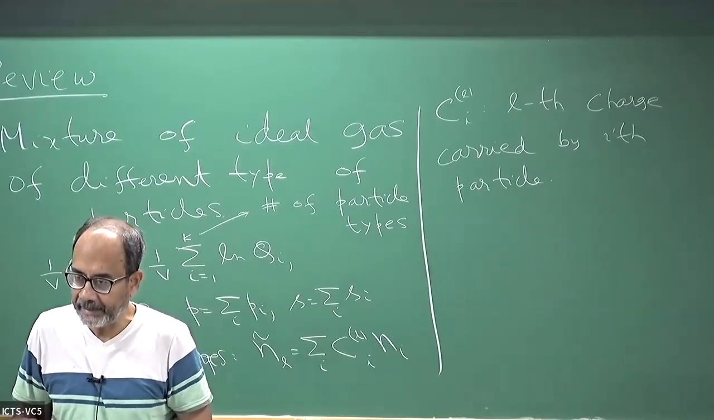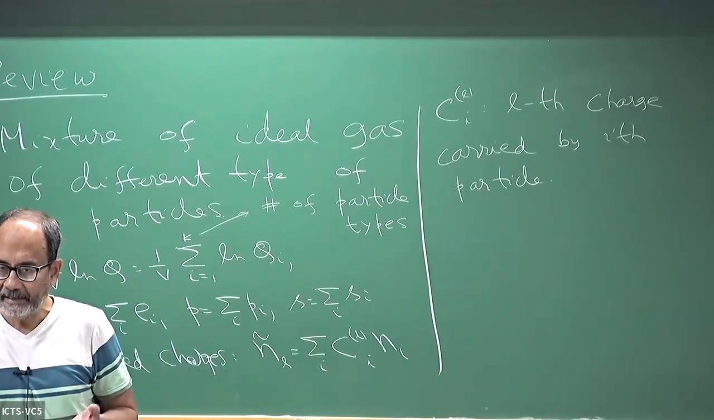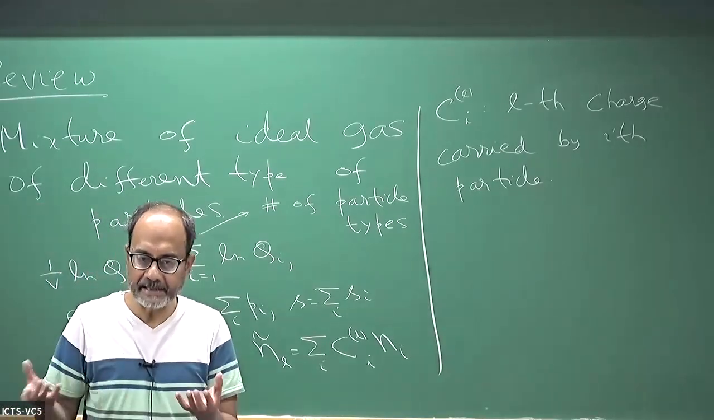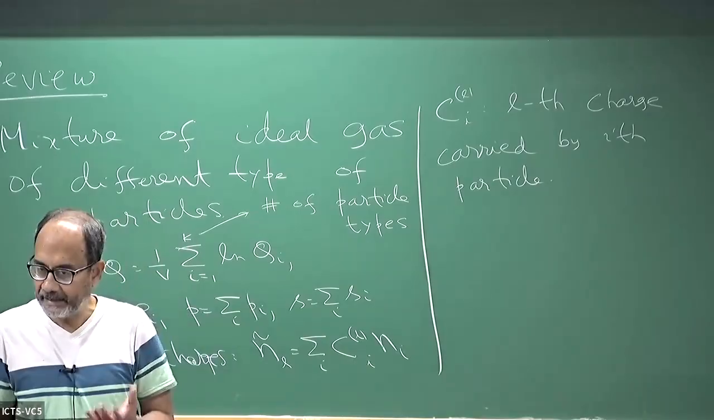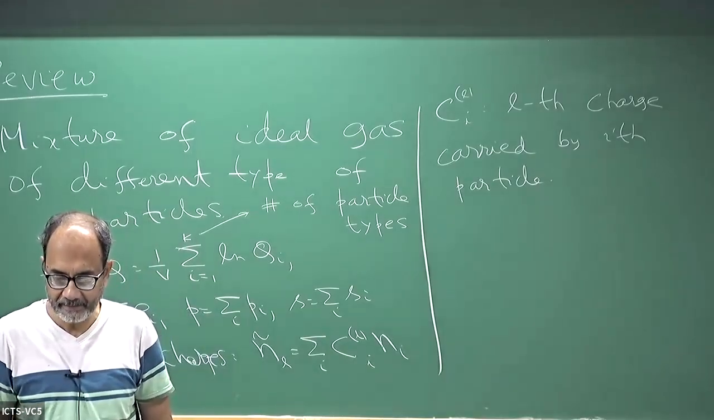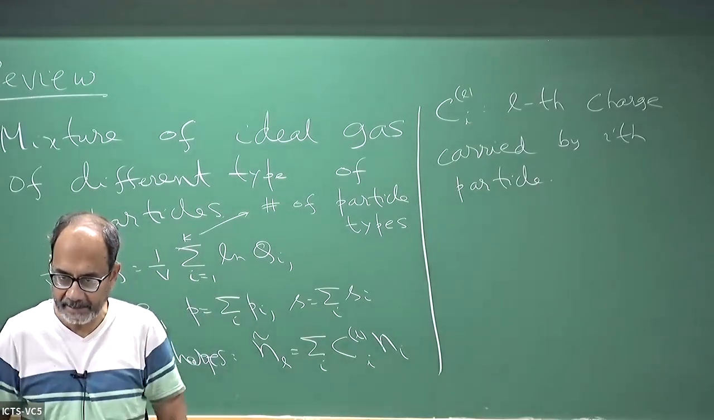Okay. For example, take E plus E minus. You will expect that E plus E minus charge densities themselves are not conserved. It's only the difference that is conserved, because E plus E minus can annihilate.